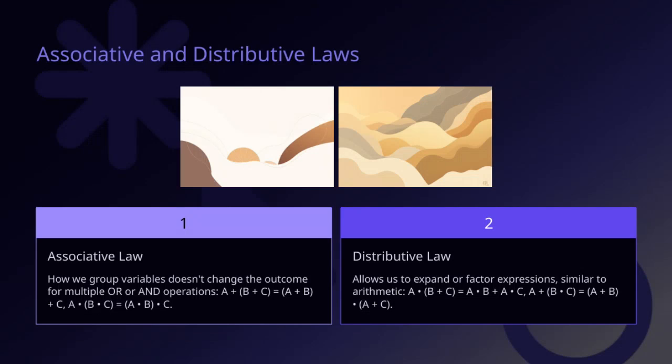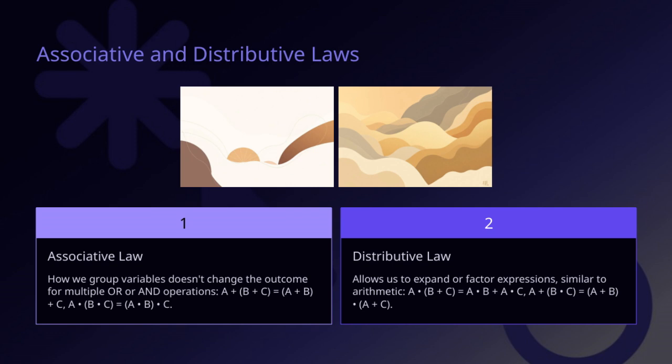Now, let's talk about the associative and distributive laws. The distributive law allows us to expand or factor expressions in a way that's quite similar to how we handle arithmetic. For example, A times the sum of B and C equals A times B plus A times C. Similarly, A plus the product of B and C equals the sum of A plus B, all multiplied by A plus C. This helps us simplify and manipulate expressions more easily.